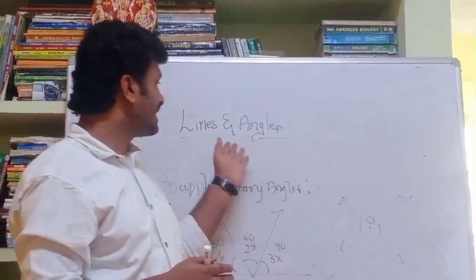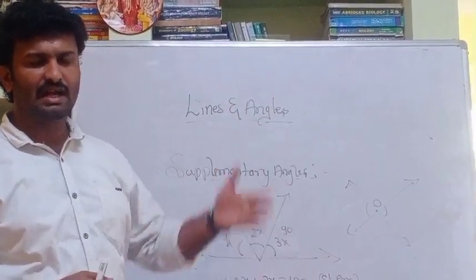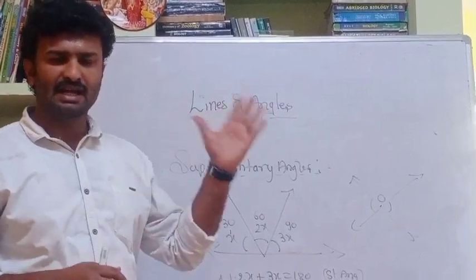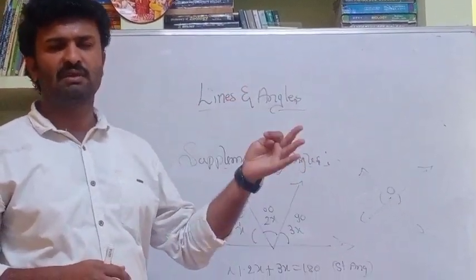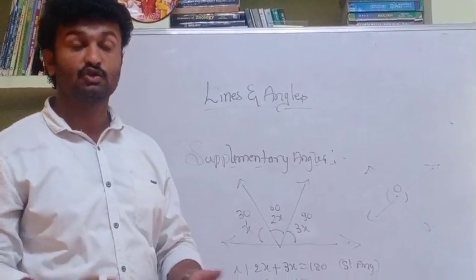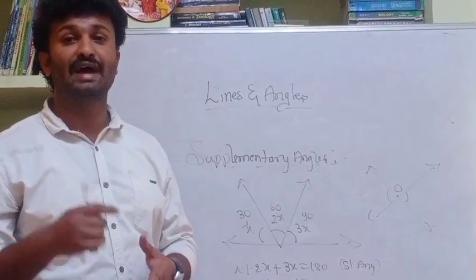We have started from lines and angles. Types of angles: we already discussed the basic types. And next, adjacent angles, complementary angles, supplementary angles, and vertically opposite angles. Tomorrow, we'll go to some problems from your exercise.